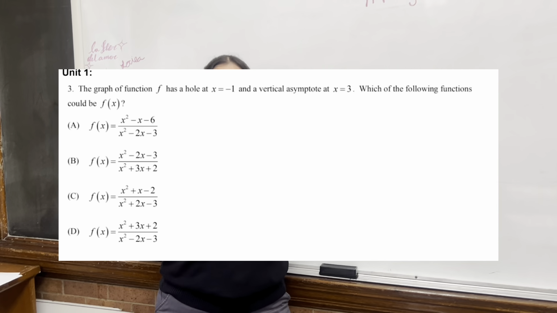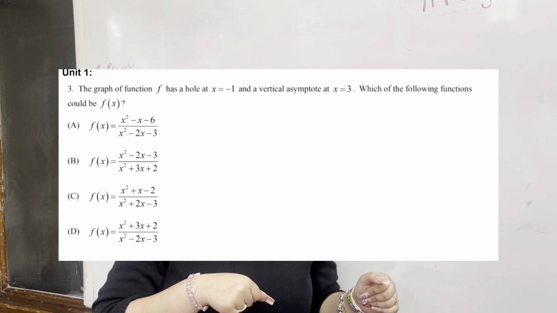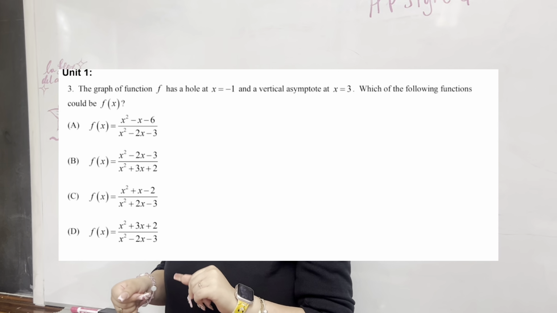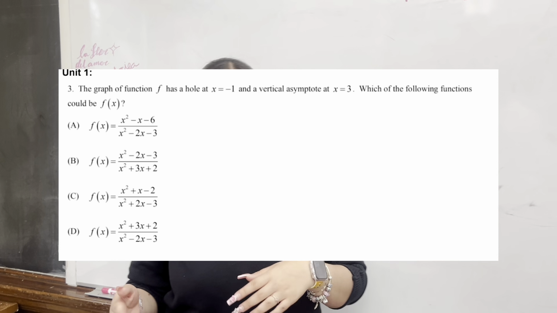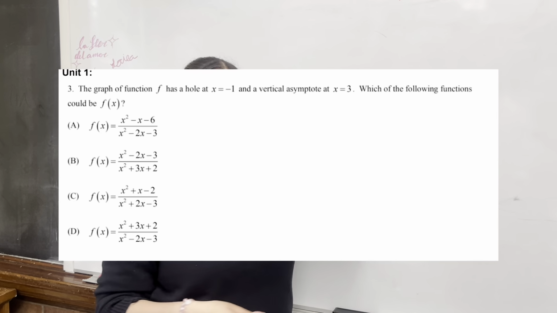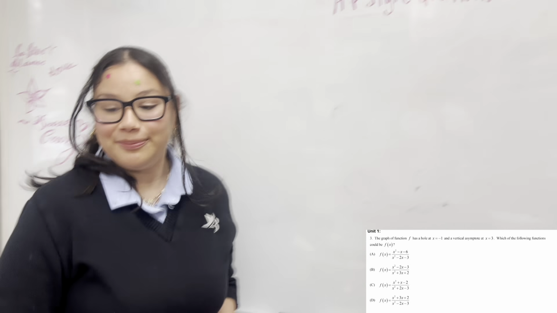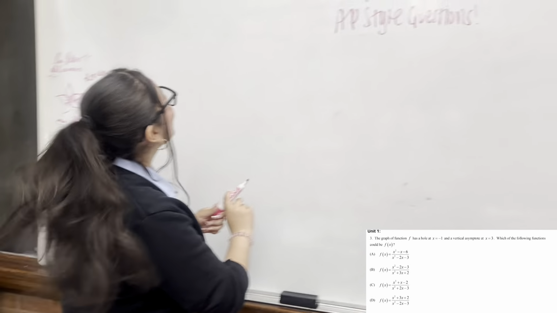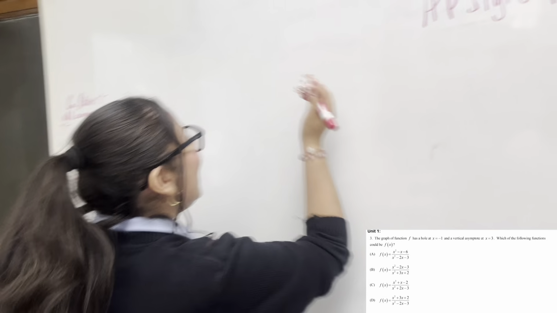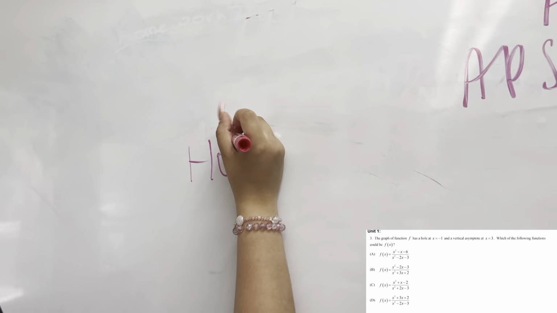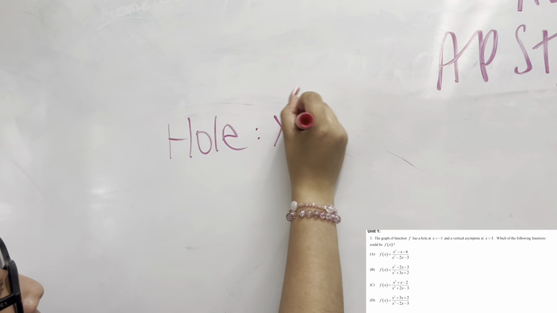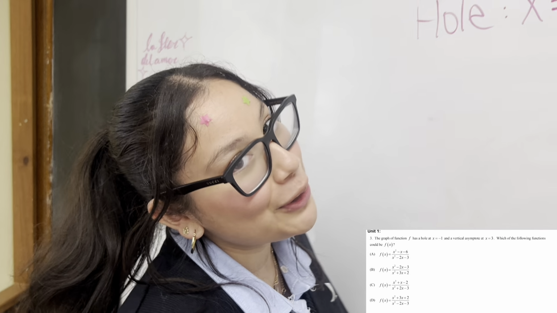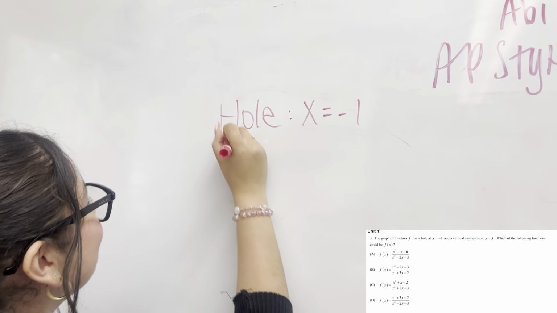The graph of function f has a hole at x equals -1 and a vertical asymptote at x equals 3. Which of the following functions could be f of x? And we have multiple choice. Okay. So, from the question, we know that we have a hole at x equals -1, and we have a vertical asymptote at x equals 3.